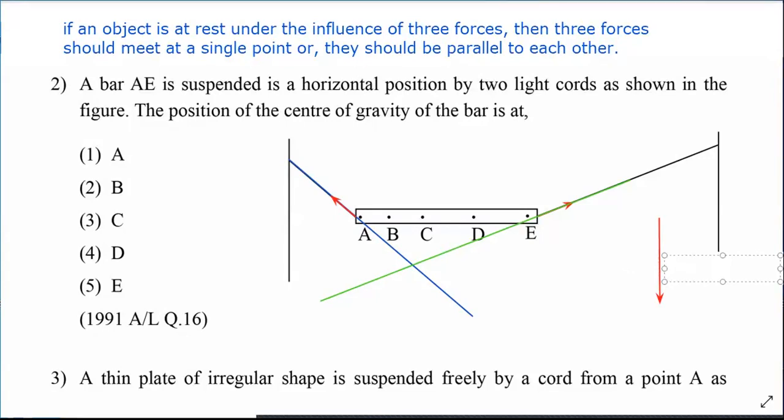So let me keep mg. The mg force should also go through this point. Am I right there? Yes, sir. Just move the mg force up like this. Right. So according to this diagram, which point is more suitable to be the center of gravity? C, sir. Yeah. C is very much closer to the red color arrow line. Therefore, the center of gravity should be the point C.